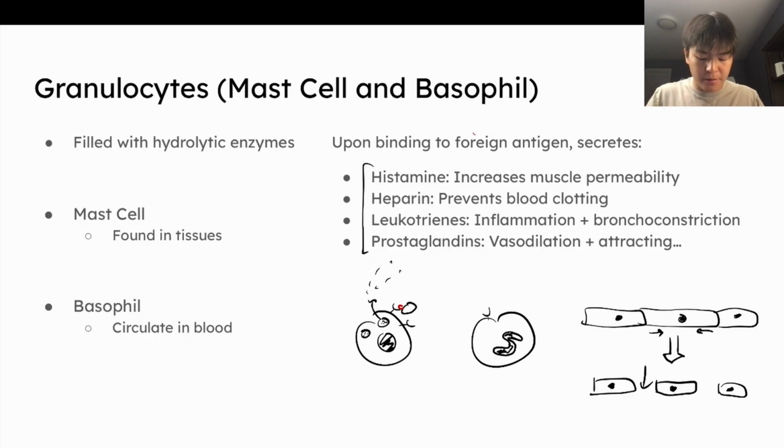The other one is heparin, and heparin will prevent blood clotting. So obviously you want blood to go fast and not slow with areas of infection, right? So you want to prevent blood clotting. Leukotrienes, these are very good for maintaining the inflammatory response, right?